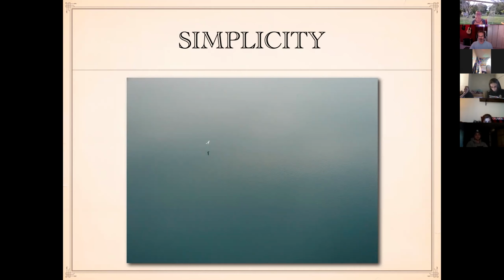But the simplicity is the overpowering part. You can't not see that bird because of how simple the rest of the entire image is. You can see detail, you can tell that it's water, you see the ripples, but there's not enough detail to overpower that tiny little subject.